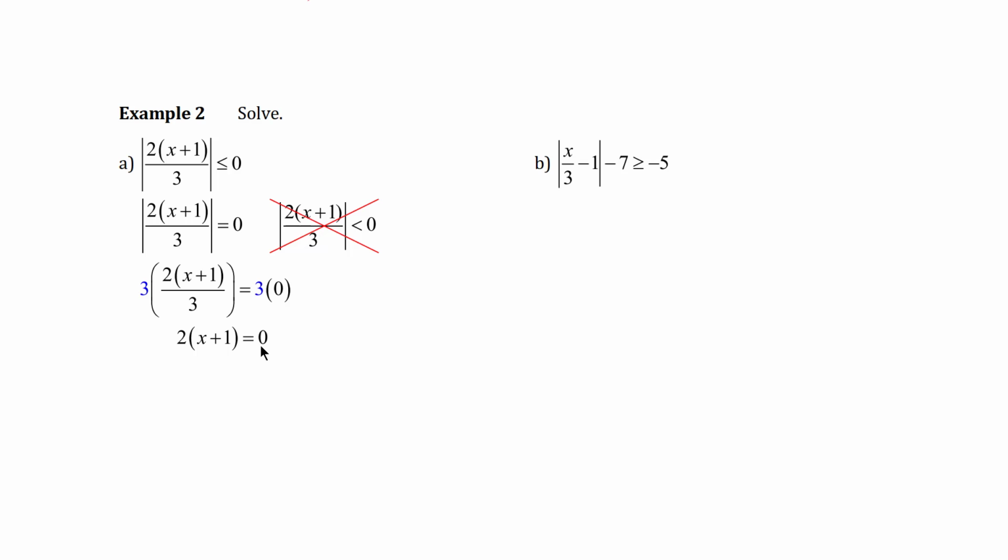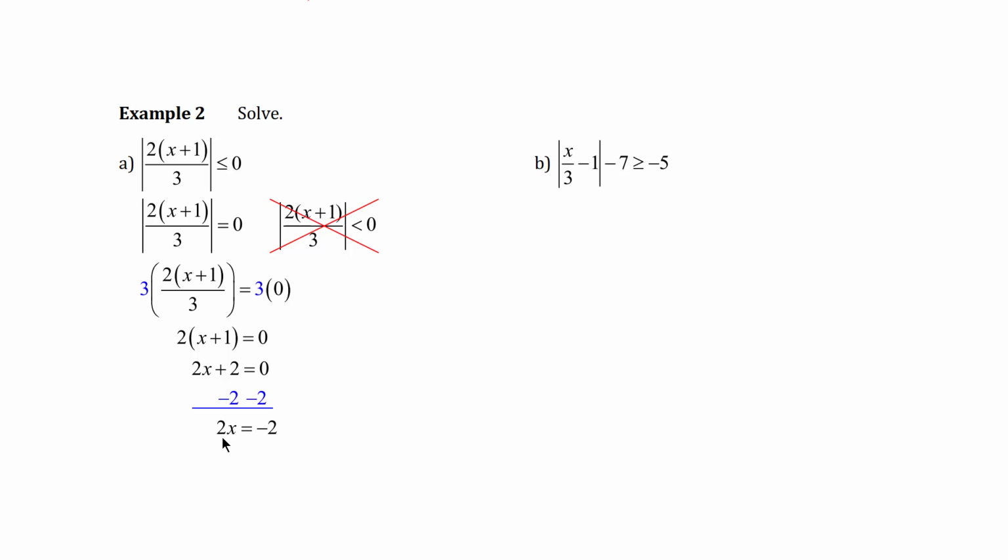equals 0. The next step is distributing the 2 inside the parentheses to the x and the plus 1. If we do the distribution, we get 2x plus 2 equals 0. Next, we need to get rid of the plus 2 by subtracting 2 on both sides of the equation. Simplifying the left-hand side, plus 2 minus 2 cancels out, and we could bring down the 2x. On the right-hand side, 0 minus 2 is minus 2. We get 2x equals negative 2.